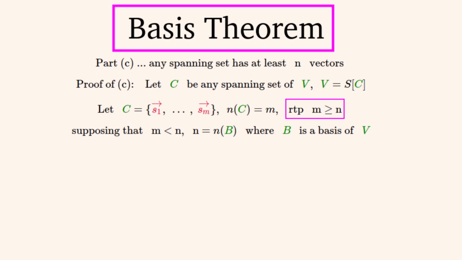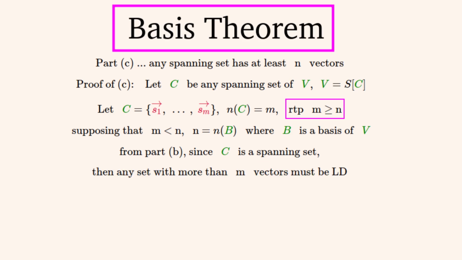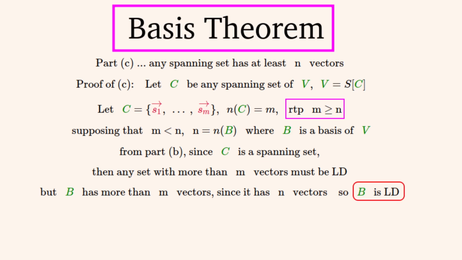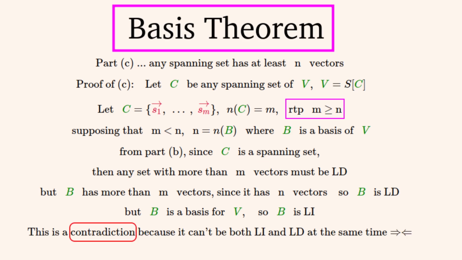So we'll use a contradiction. We'll assume that m is less than n, and see why it can't happen. So now we'll use the proof from part B, since C is a spanning set. Then having more vectors than n would cause it to be linearly dependent for any spanning set, not just the basis. But the basis set B has more vectors than the spanning set C. So the basis set must be linearly dependent. But B is a basis for V, and any basis must be linearly independent. And this is a contradiction, since B can't be both linearly independent and linearly dependent simultaneously.